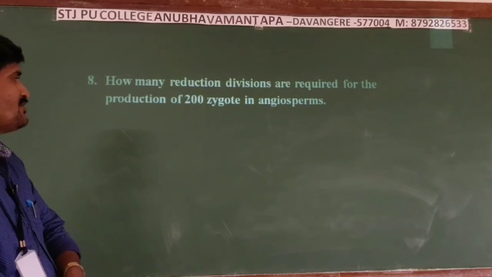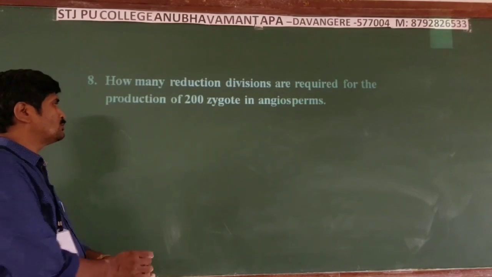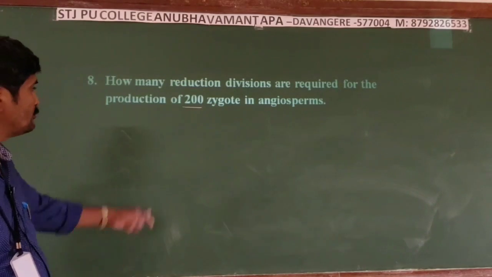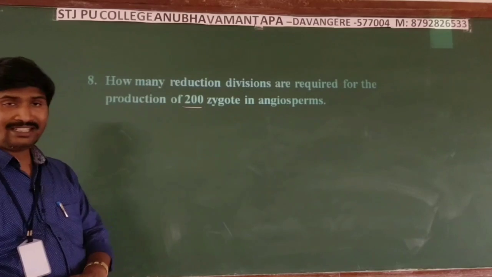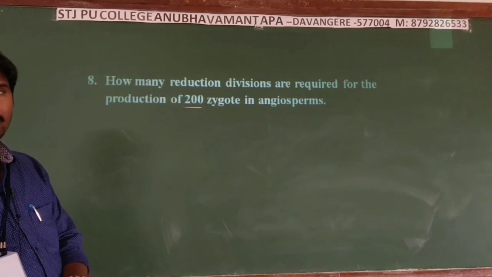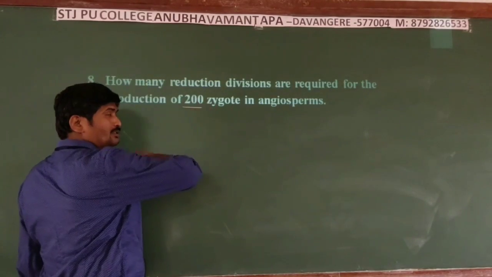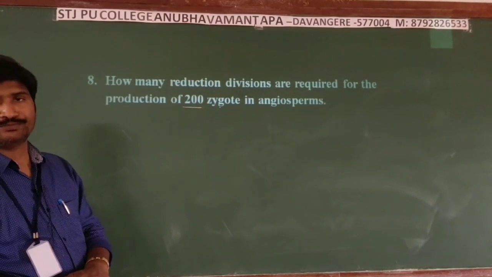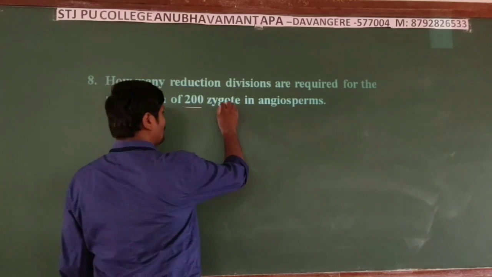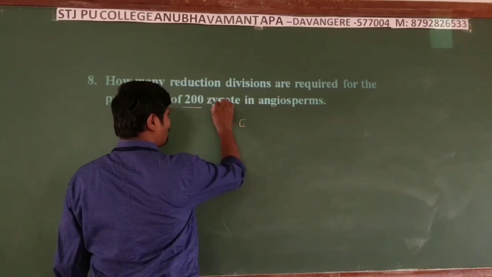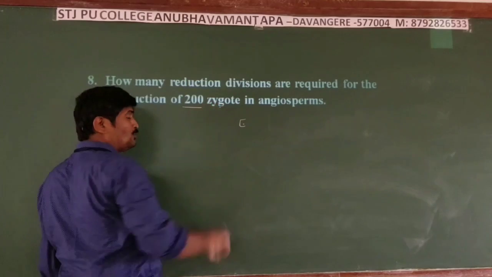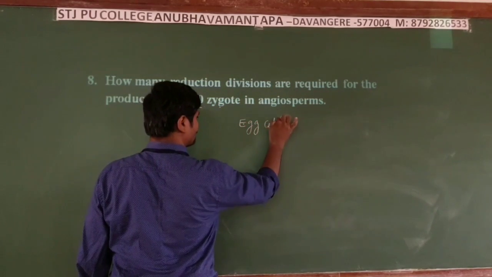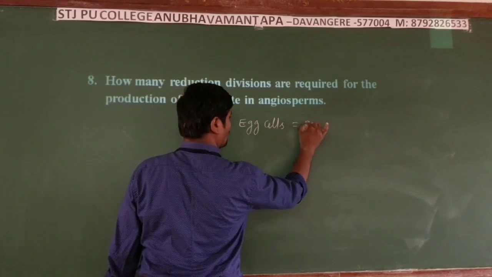How many reduction divisions are required for the production of 200 zygotes in angiosperms? See here, the zygote is the fertilization product. For the formation of 200 zygotes, how many egg cells are required? 200.